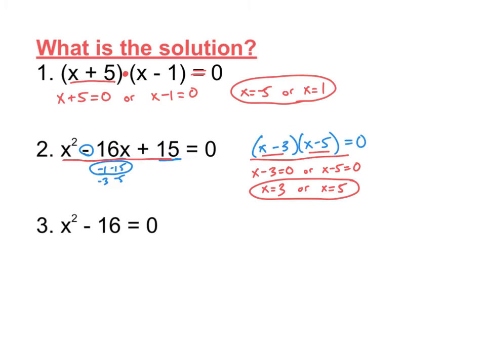And on the last one, you can take a look here at this. If you see the difference of two squares, then you've got an easy factor. That could be x minus 4, x plus 4, still equal to 0. If you don't see the difference of two squares, you do x squared plus 0x minus 16.